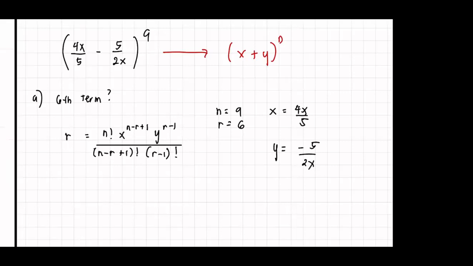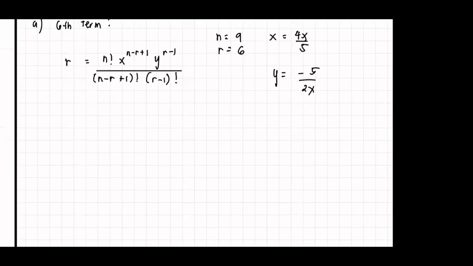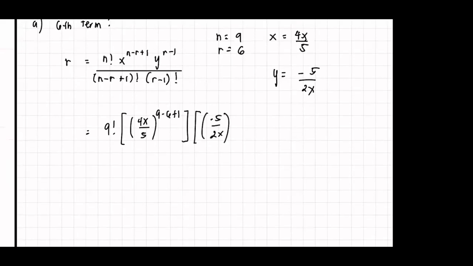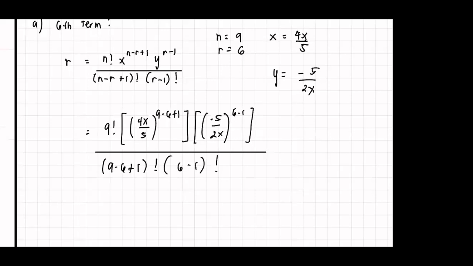Okay, once we identify all unknowns, substitution lang tayo. So, 9 factorial times 4x over 5 raised to 9 minus 6 plus 1. Okay, and then y natin is negative 5 over 2x raised to r minus 1, which is 6 minus 1, over 9 minus 6 plus 1 factorial and 6 minus 1 factorial. Simplify natin.